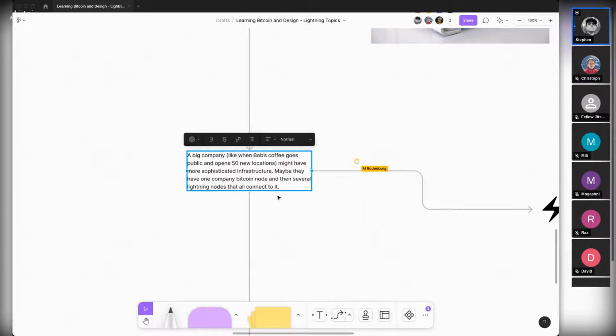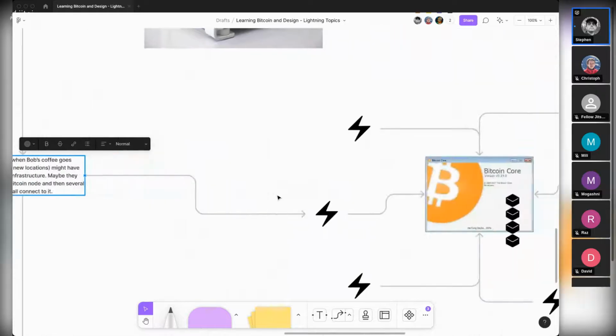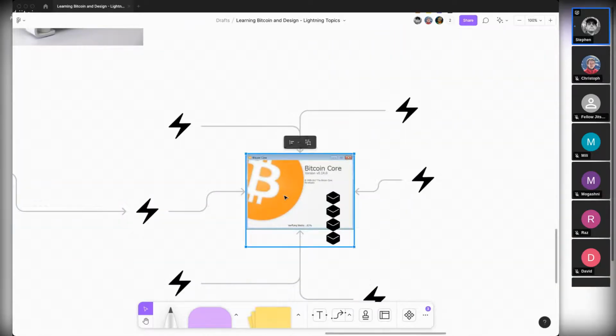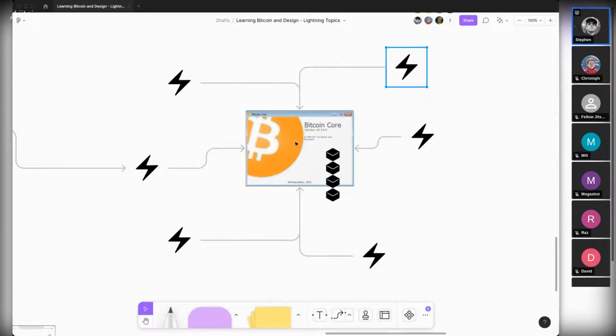Another example is, let's say Bob's Coffee makes so much money, it goes public, it becomes the next Starbucks, and they're running a lot of Lightning nodes because they're selling a lot of coffee over Lightning. So maybe they have one company Bitcoin node, and then different Lightning nodes for different purposes within the company, and they all talk to the same Bitcoin node to get their data from. You could do that too.